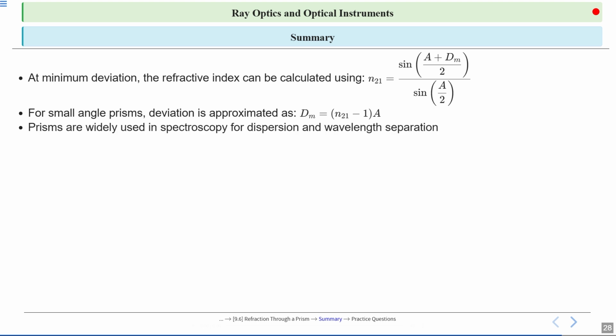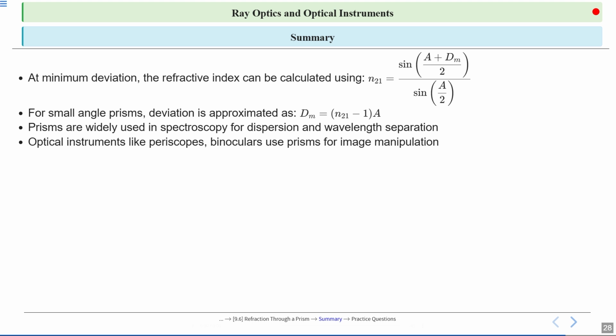Prisms are not just theoretical, they have practical application in spectroscopy. They are used to disperse light into its constituent wavelengths, allowing us to analyze the spectrum. This is essential for identifying material and understanding their properties based on how they interact with light.